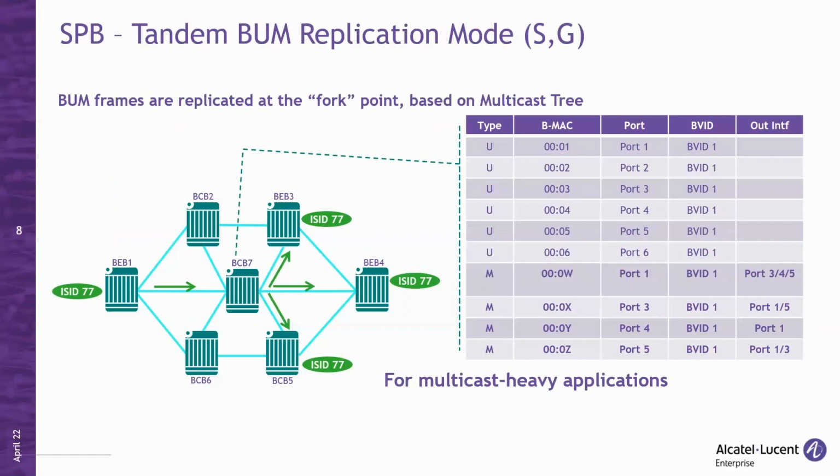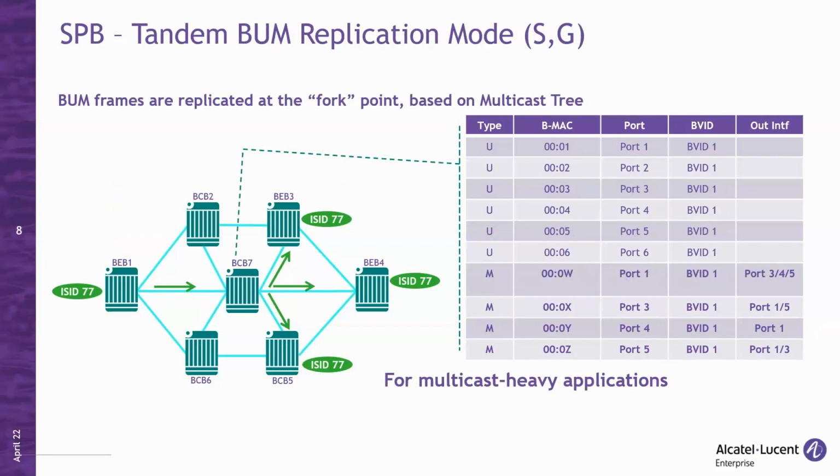The other mode is tandem replication. In this mode, a separate multicast shortest path tree and forwarding database are created. The multicast shortest path tree is also congruent with the unicast shortest path tree. However, the destination addresses in the multicast forwarding database are multicast addresses constructed as a combination of ICID and the backbone MAC of the source BEB.